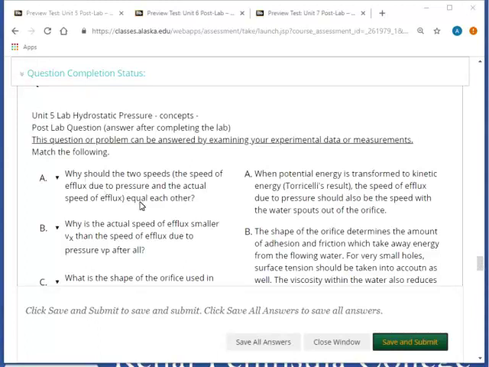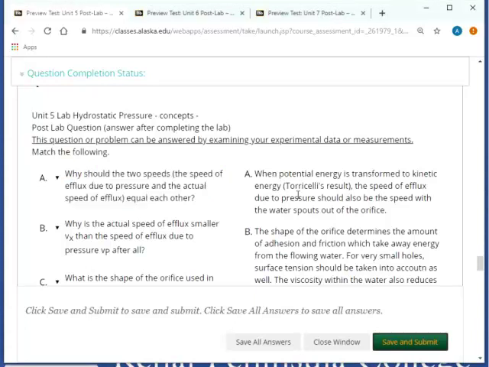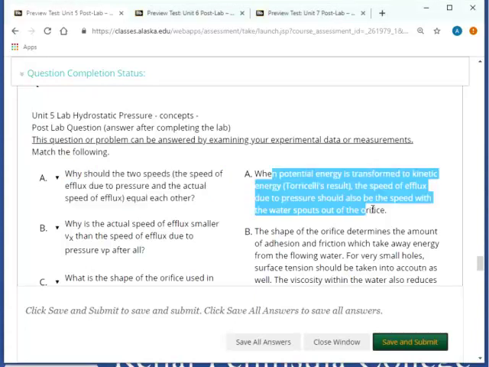Why should the 2 speeds equal each other? And the explanation is when potential energy is transformed to kinetic energy and so on. That's why they should be the same.